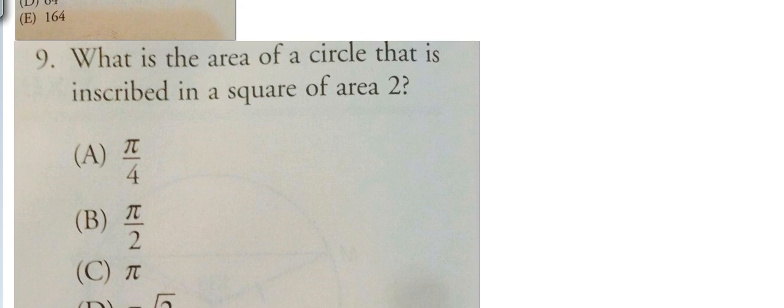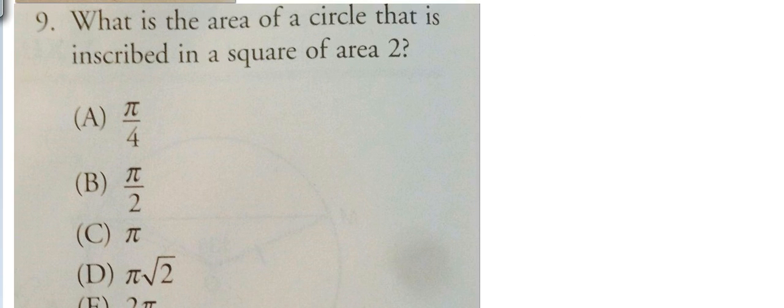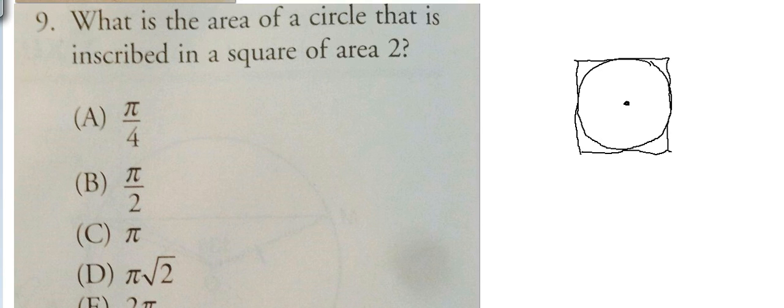Another number, what is the area of a circle that is inscribed in a square of area 2? This is very nice. Circle inscribed in a square. So we have a circle, and around this circle we have a square of side 2. The sides of the square will be tangent, all of them tangent to the circle, right? So this is the figure, almost like that. Okay, so we have circle and we have side of square, right, is 2. If the side of the square is 2, what is the area of the circle?